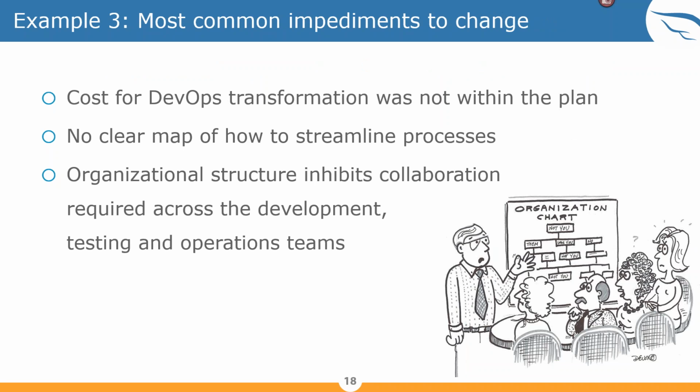So what are the impediments to change that these organizations see? Well, again, we're back to, if DevOps is an afterthought, did they plan for the cost of the transformation? Not just from the technology standpoint, but from the resources required to make that change. There may be no clear map of how to streamline things. So if this was an afterthought, we don't even know where to start in terms of what the most efficiencies we can gain are within the organization.